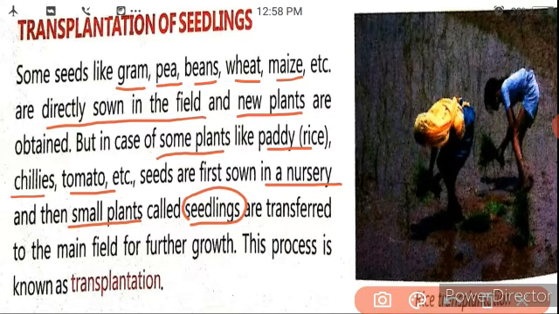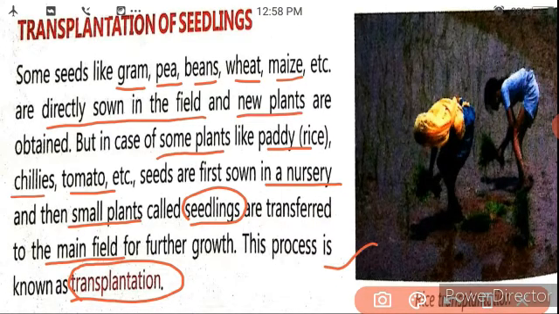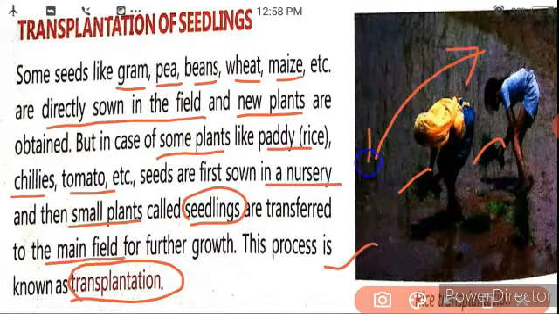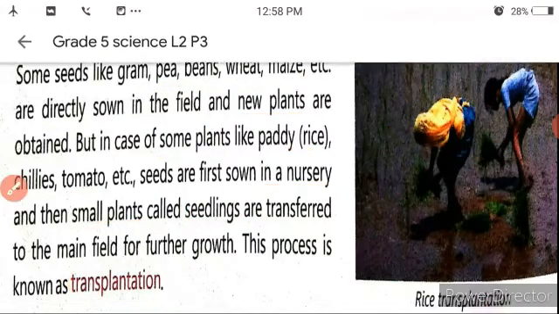These seedlings are then transferred to the main field for further growth. This process is known as transplantation. What is that? Transplantation. See the picture here. This is a picture of rice transplantation. What are they holding in their hands? These are all the seedlings. These seedlings are transferred to the main field like this. So this process is known as transplantation, and here it is the rice transplantation.